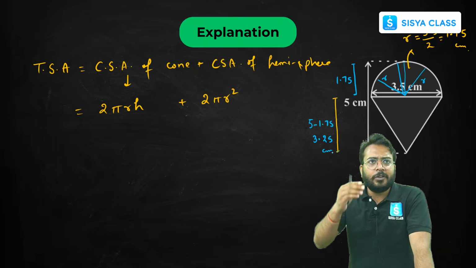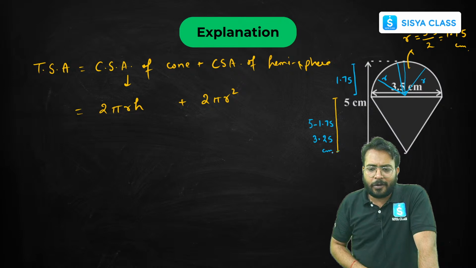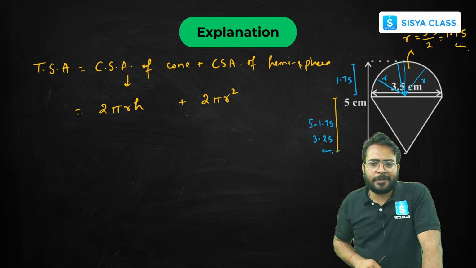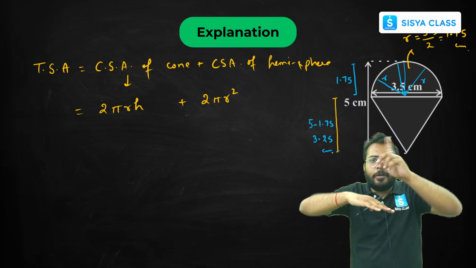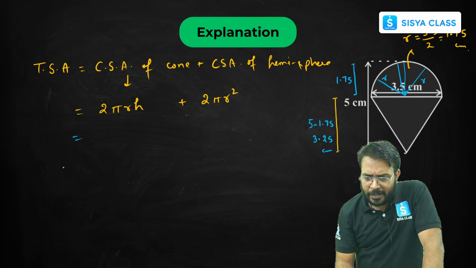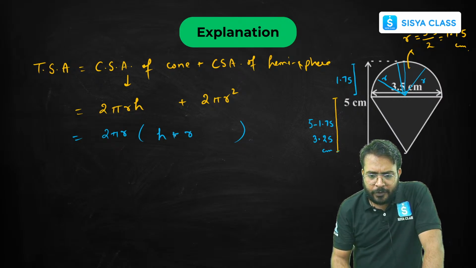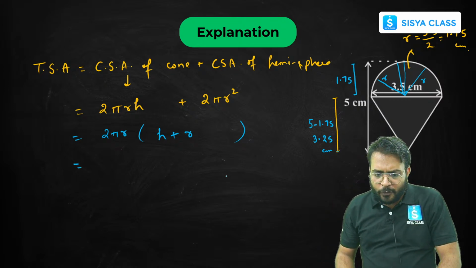So here we got the height of our cone and the radius of our sphere, and the radius of the sphere and the radius of the cone are going to be the same, yes or no? Why? Because the base of your cone is considered as the base of your hemisphere also, understood? Now can we take something common? Yes, we can take 2 pi r as common. What will I get? We will get h plus r. Now can we substitute our values?